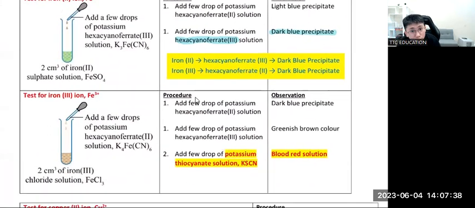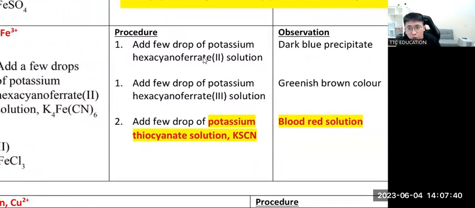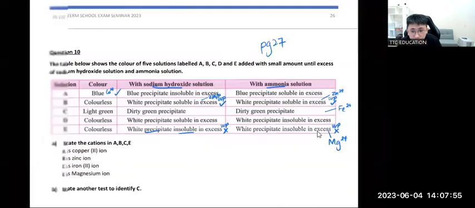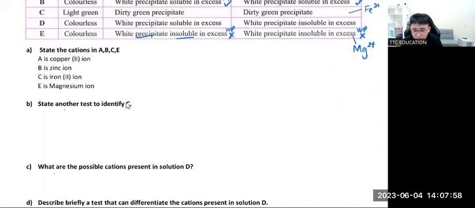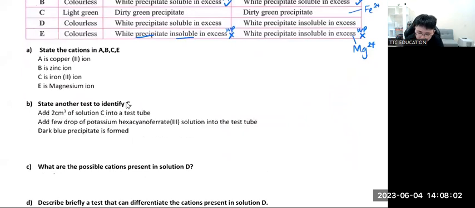If you want a special test for Fe3+, there is also one. You see, you have 3 different ways, but I prefer the highlighted one because it is a very special test. Fe2+ cannot use it, so it is just for Fe3+. With potassium thiocyanate, you get a blood red coloration. So that's all from here. The test we're going to use is potassium hexacyanoferrate(III), the one I prefer. So my answer here is: I will put 2 cm³ of C into a test tube, add a few drops of potassium hexacyanoferrate(III) solution, and a dark blue precipitate is formed.